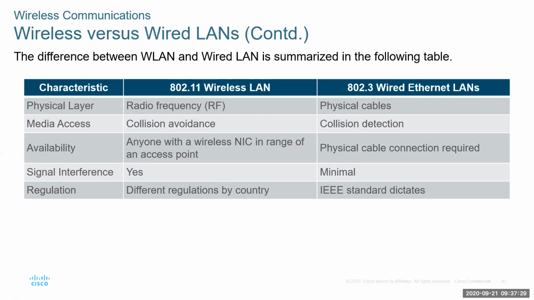As a matter of fact, today with the different twists and things like that on cabling for Cat 5, Cat 6, etc., signal interference is very minimal. You have to try pretty hard to get interference. Running alongside power lines is about the only way that you can really start to introduce interference. With regulation, there are different regulations by country for the wireless side, and on the wired side, you're going to have IEEE standards.